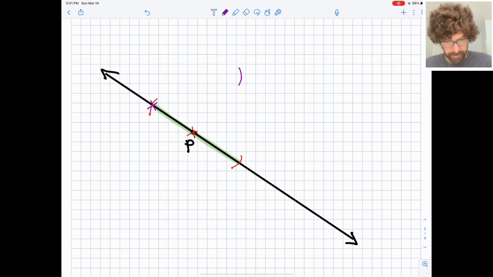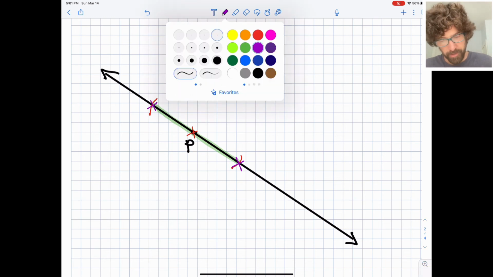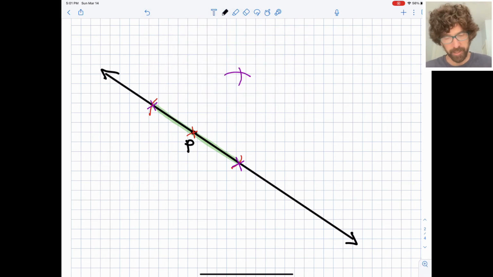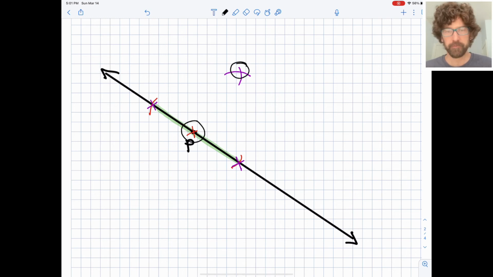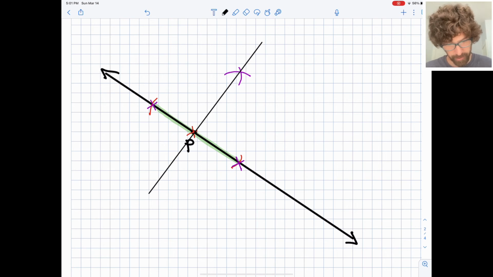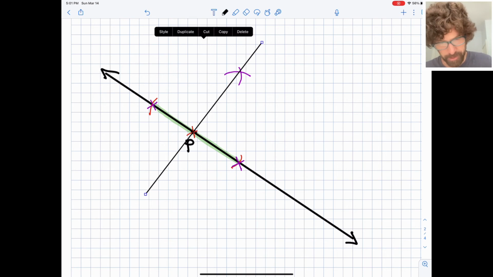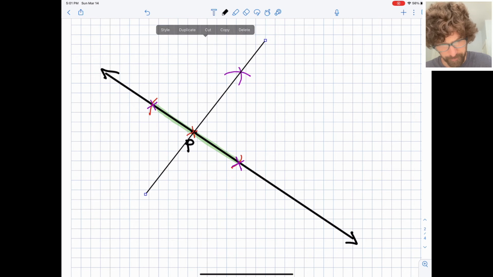up above my line, something like that. And then keeping my compass at the same setting, set my compass right there and draw an arc up above the line that intersects, something like that. So now I have a couple points I can connect. I have this point up here and the original point on the line. I'm going to connect them with a straight line, and that's going to be my perpendicular. And I'll adjust it a little bit. Looks like that.